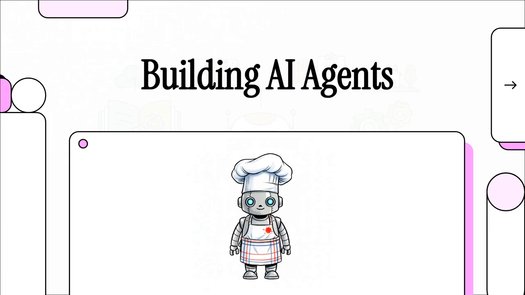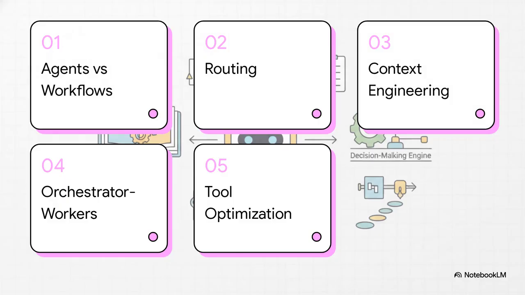We're going to use this kitchen analogy today to break down the foundational mental models you absolutely need to start building agentic systems. Here is our roadmap for the top 5 core concepts. We'll be looking at agents versus workflows, routing, context, orchestrator workers, and tool optimization.